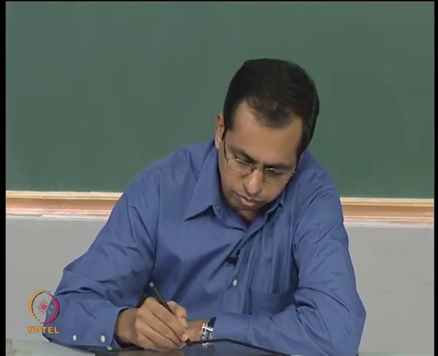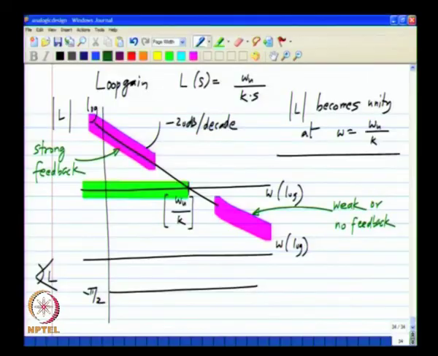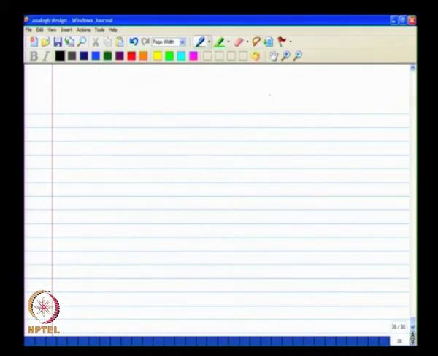And this omega u by k, I will denote it as omega u loop, okay, the unity loop gain frequency, that is omega u by k, and below omega u loop where the feedback is strong, you have almost ideal behavior. Above omega u loop where the feedback is weak, you have non-ideal behavior. Okay. You consider our negative feedback amplifier.